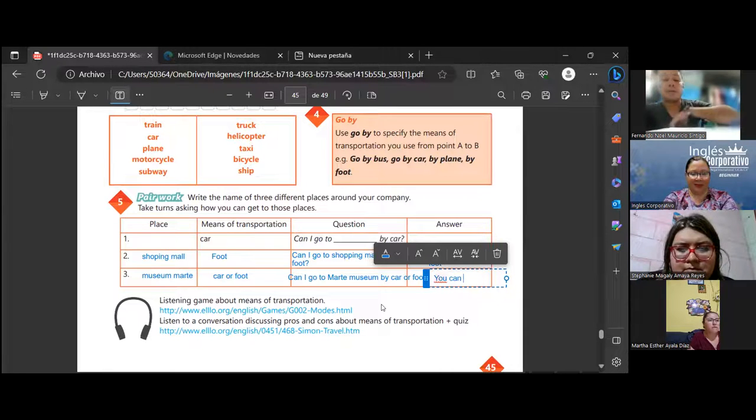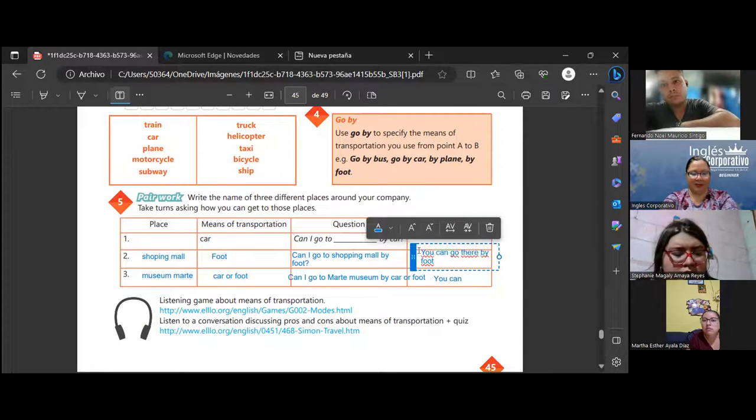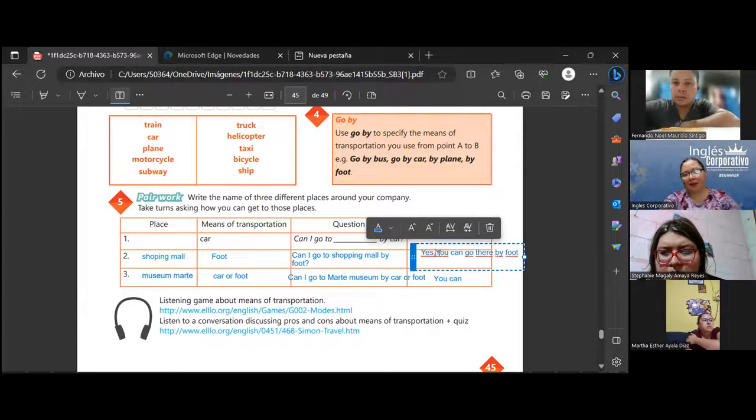¿Sabe qué le faltó en mi respuesta? Es el yes. Yes, you can go there by foot. ¿Qué escribió la tita? The shopping mall is not far.